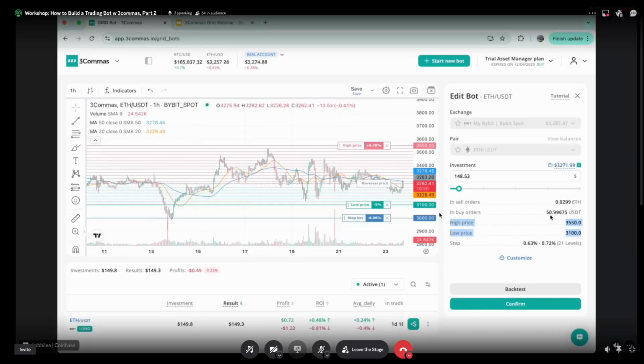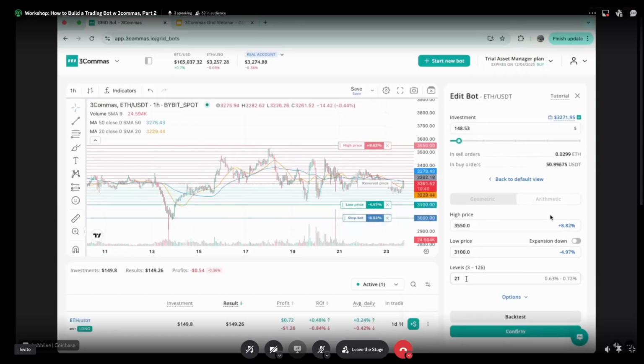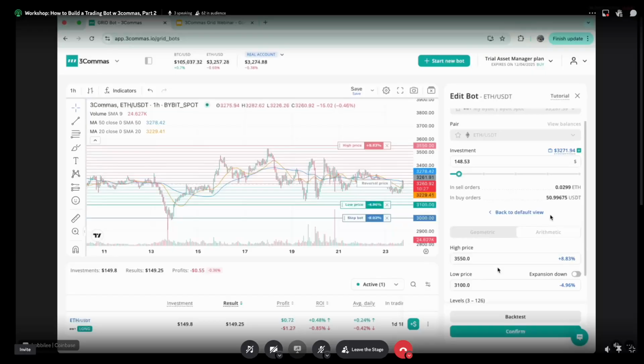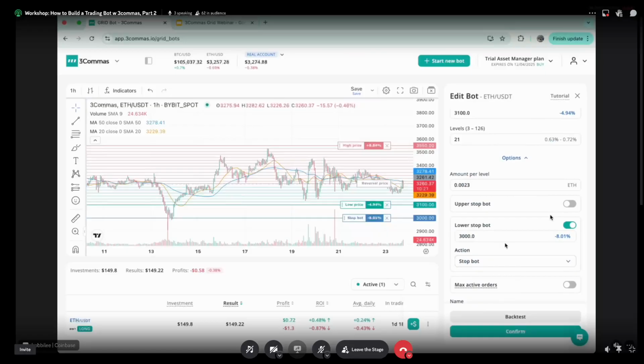Right. I actually didn't do much with it, meaning that once I set up the high price and the low price, my levels were put here as an optimum, and I didn't manage it. But we will discuss later how you can do it. What I did do here, though, is put a stop loss. You can see that at the level of 3,000, I put a stop, which will just stop the bot.